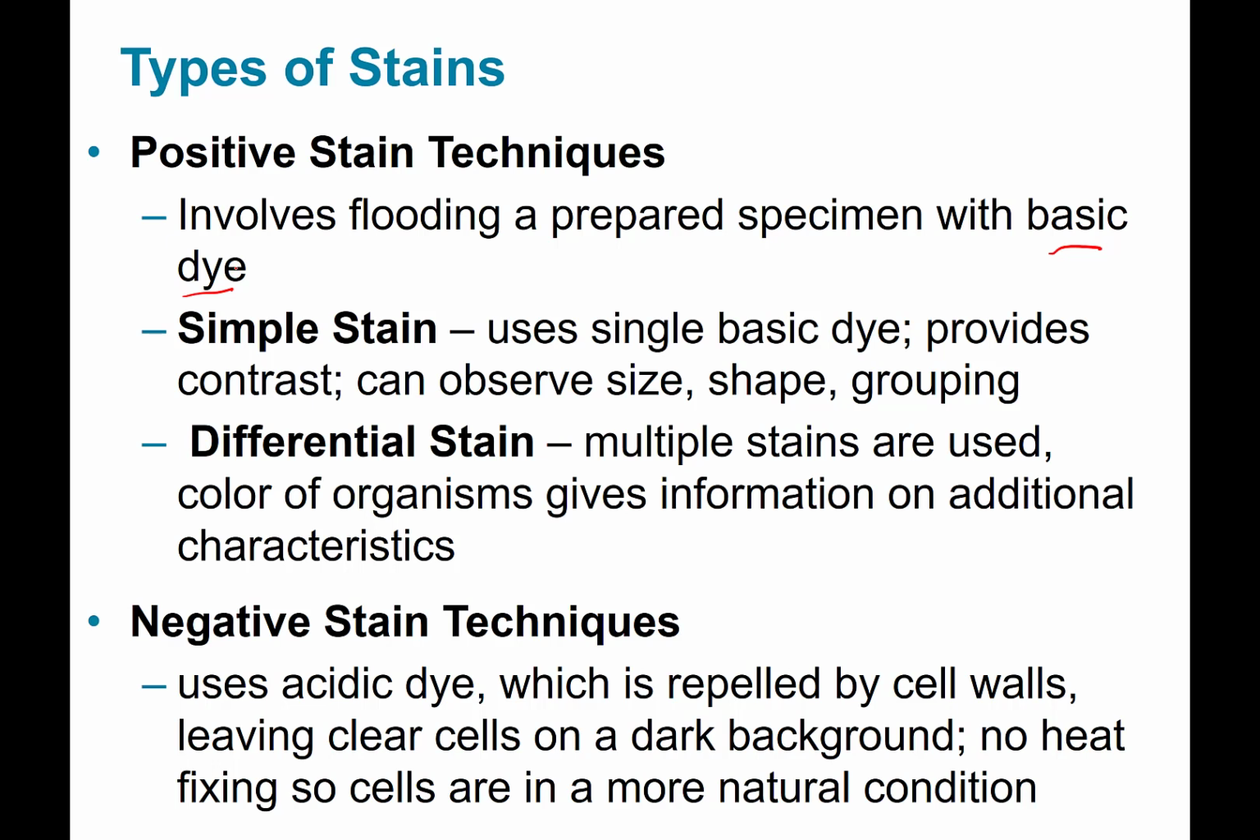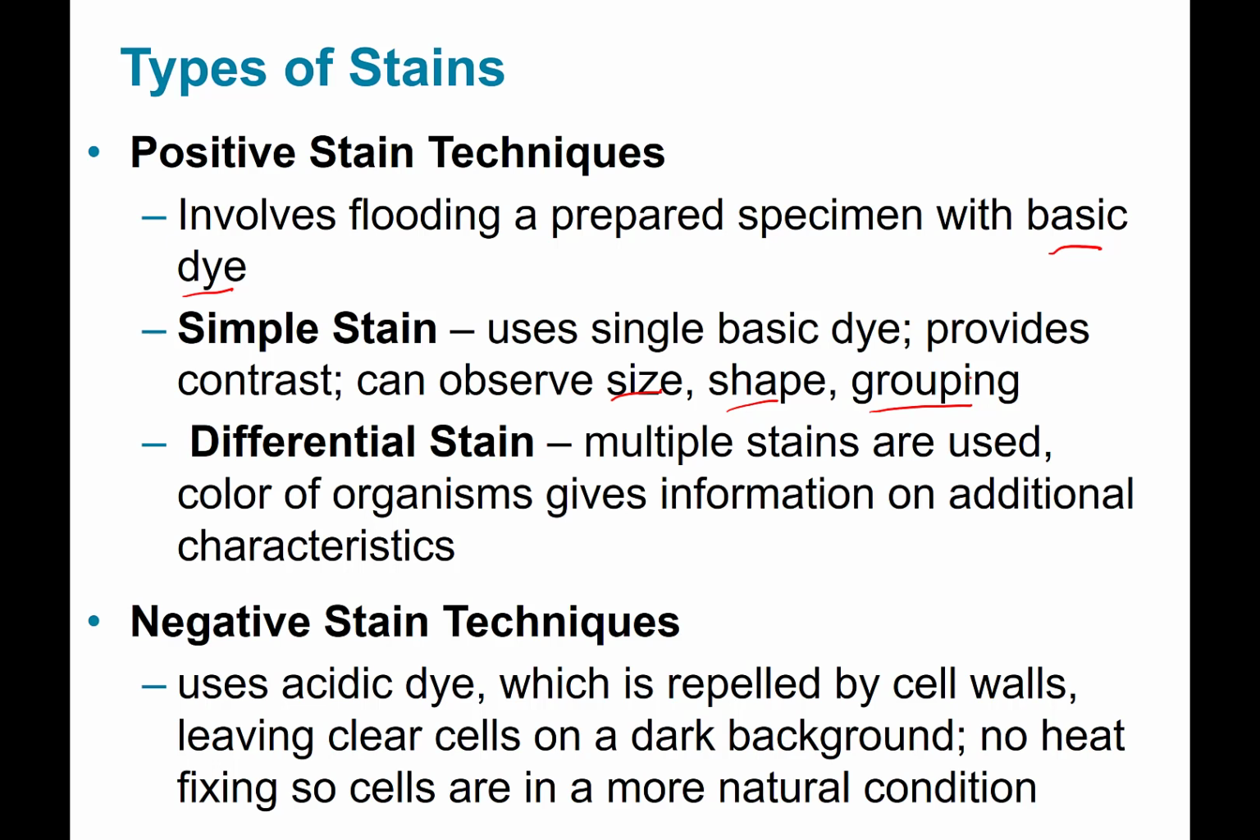With a simple stain, you use a single basic dye. So you're just using methylene blue. And it does provide contrast. So you can observe the size of the bacterial cell, its shape, and its grouping or arrangement. Some bacterial species just occur as single cells. Some occur as clusters. Some will occur in chains. Or some just occur as two cells. So there are different groupings of bacteria.